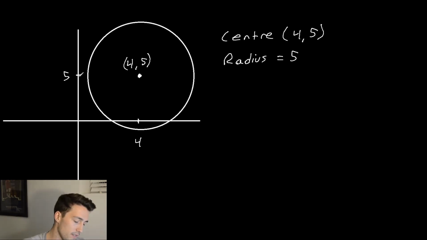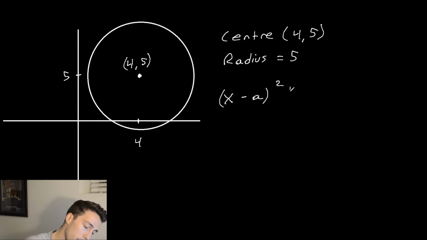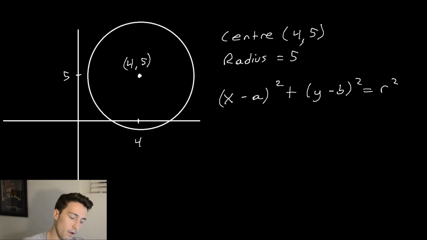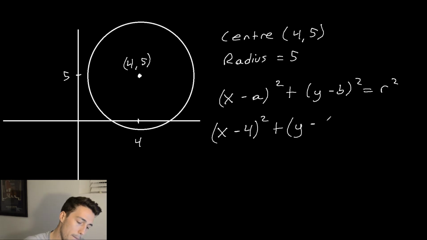So if we see this situation, we can apply the general equation that we've found for the circle. We're going to write it out: (x - a)² + (y - b)² = r². Here, when they give us 4 and 5, in the previous derivation of this general equation, a and b corresponded to the center. So we can say that (x - 4)² + (y - 5)² = the radius squared.